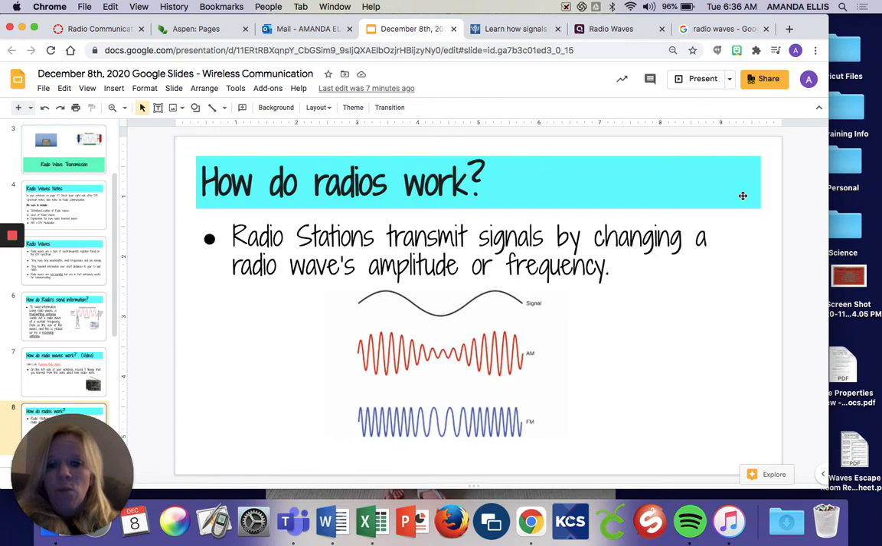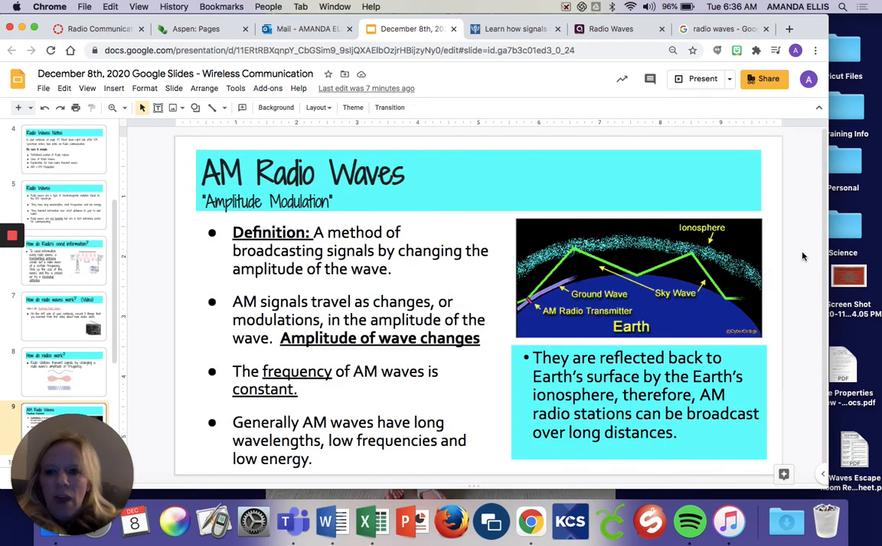As you heard in the video, radio stations transmit signals by changing a radio wave's amplitude or their frequency. Remember, amplitude refers to the height of the wave. Frequency refers to how frequent or how many waves you have occurring in a given cycle. So on the top up here, if this top line is the signal, AM waves, you can see that the amplitude changes. FM waves, you've got the frequency changes. Okay, so that's a good picture to include in your notes, and now we're going to look at each one individually. So let's start with AM radio waves.